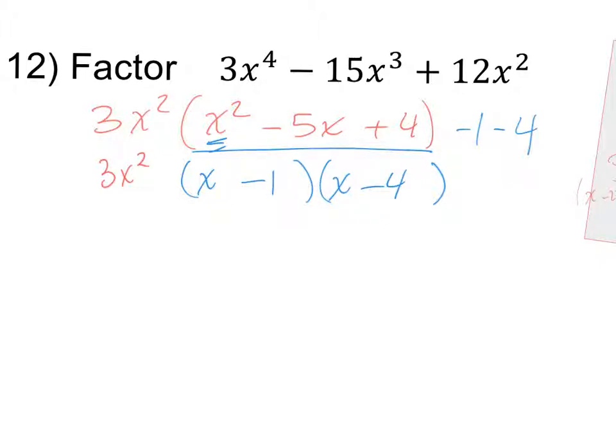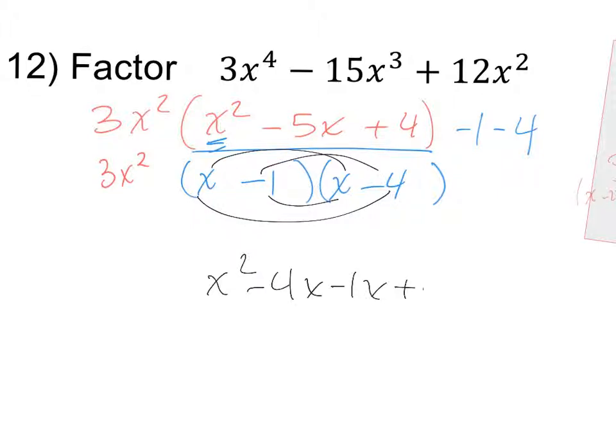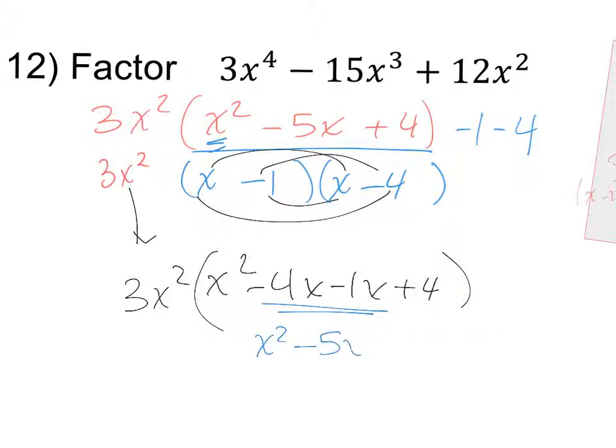You check my work, and you should always check your work. If I wanted to check my work, I would refoil this. I would get x squared minus 4x minus 1x plus 4. All of that is still multiplied by 3x². Correct? This can be simplified to x squared minus 5x plus 4, which is, again, multiplied by 3x².